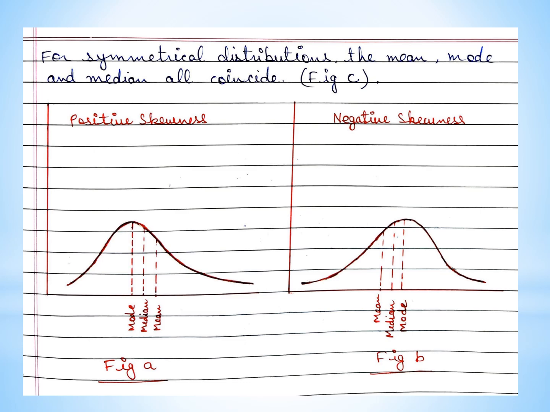Now let's see the images of positive skewness and negative skewness. So in figure A, we can see the picture of positive skewness, and figure B, we can see the picture of negative skewness. As we know, for symmetrical distribution, the mean, mode and median all coincide.